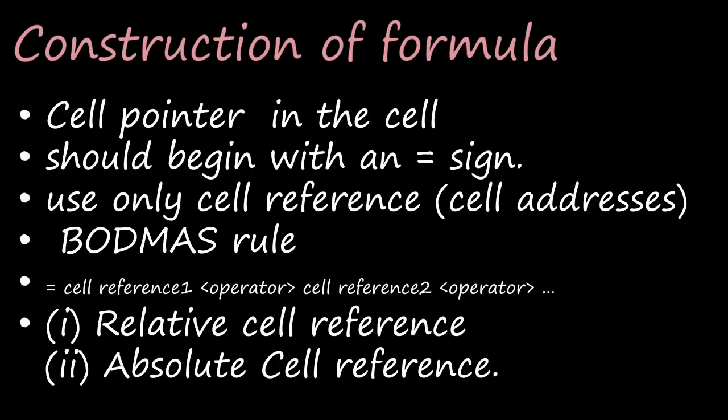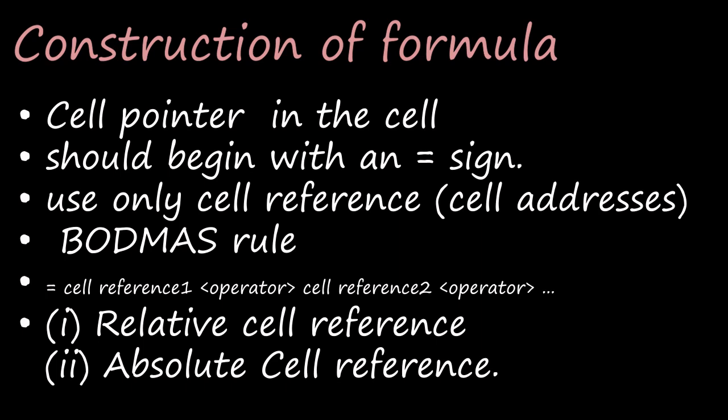Then the construction of formula. To construct a formula, we have to follow some steps. Okay, the cell pointer should be in the cell in which you want to display the result. The cell pointer, or the active cell, this one cell will be selected, right? Where the cursor is, that one must be the cell where you need the result. Okay, a formula should always begin with the equal to sign. Only with the equal to sign must the formula begin. Okay, in a formula you have to use only the cell reference. That means you have to use only the cell address. We should not use the actual values there.